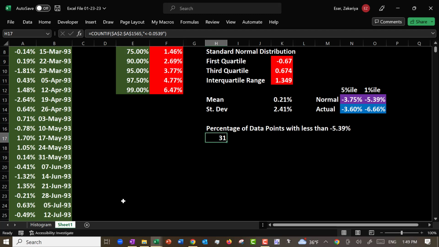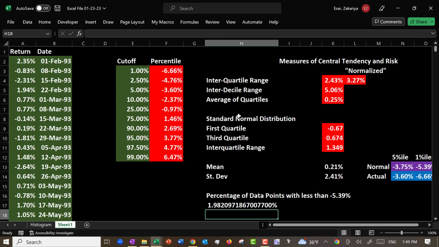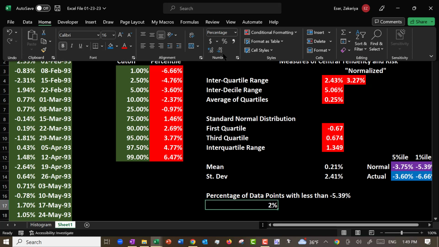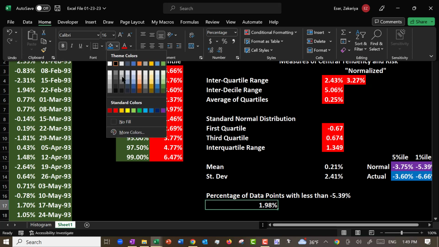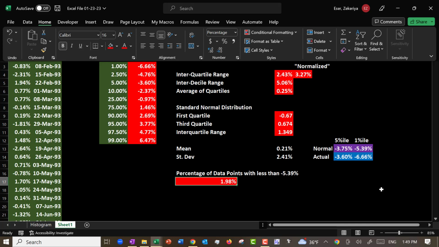It turns out a total of 31 data points out of all of these were less than negative 0.0539. If I divide that by the total count of numbers, do that right. Now let's think about what that means.